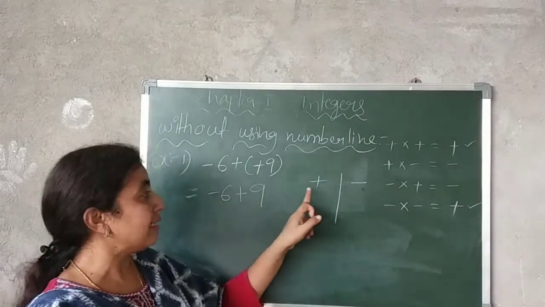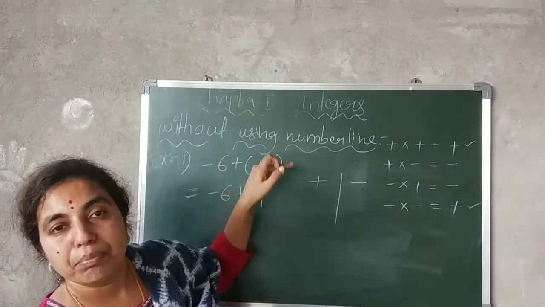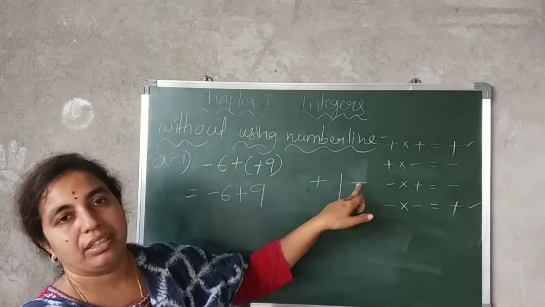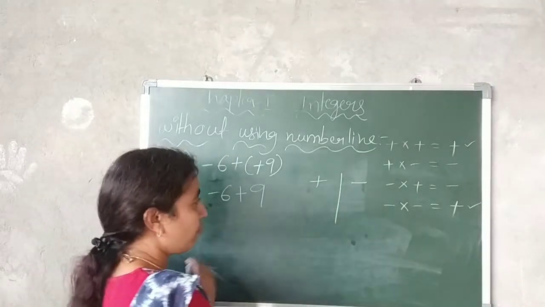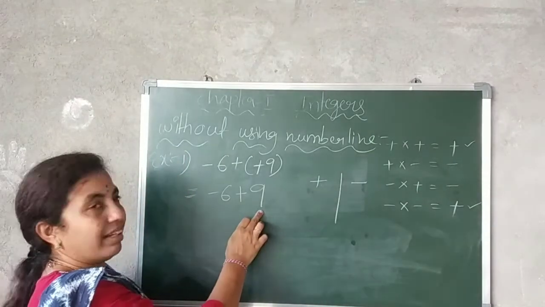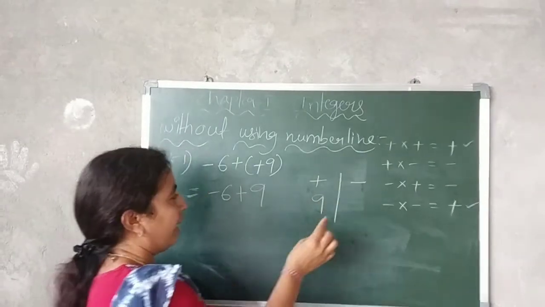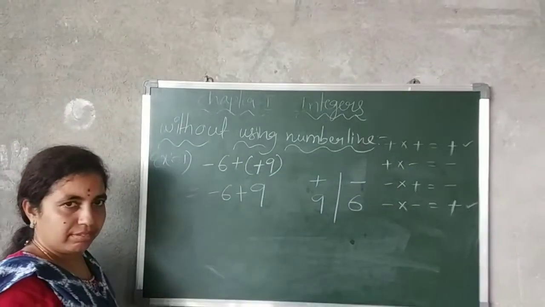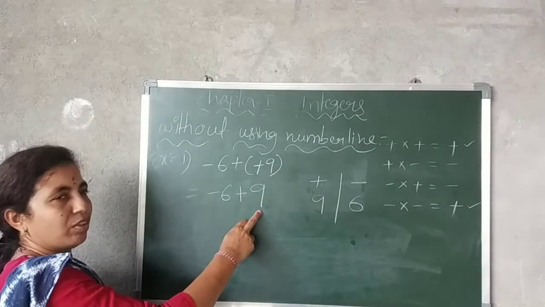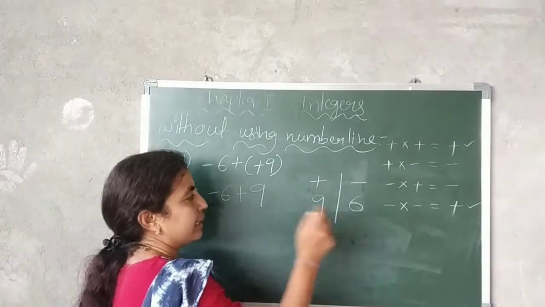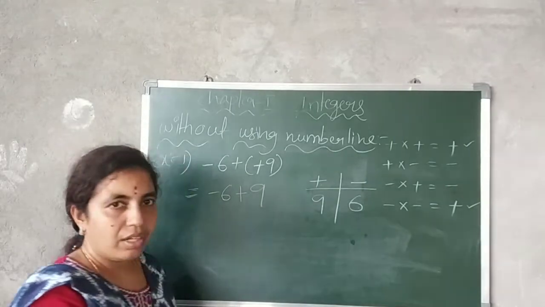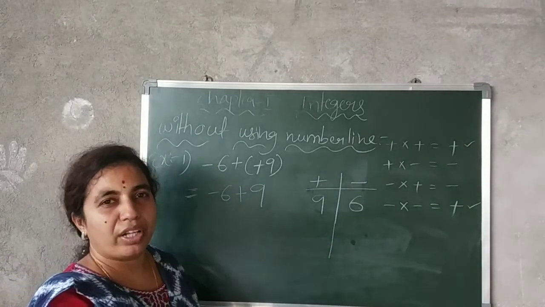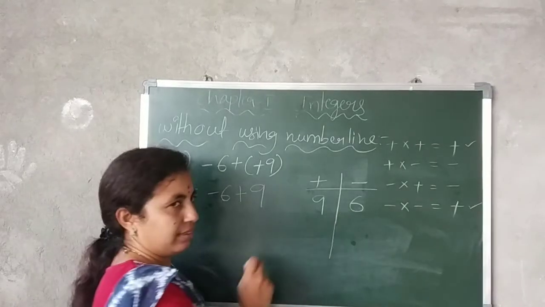And how many plus numbers are there? Write them below the plus sign, and how many negative numbers are there? There you should write them. Okay. Now see, how many plus numbers are there here? Only one, 9. And the negative number is 6. Negative number 6 and the positive number is 9. So after writing this, whichever number is bigger, from that number you should subtract the smaller one. So 9 and 6.